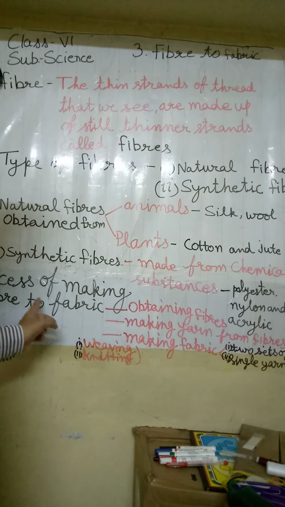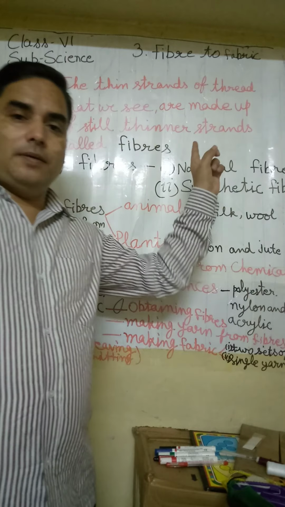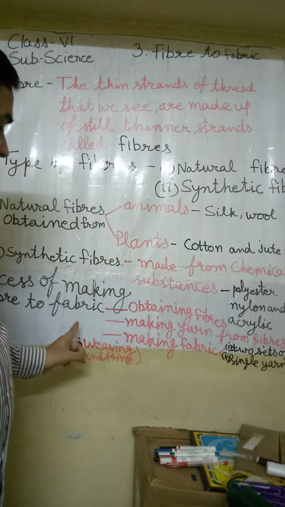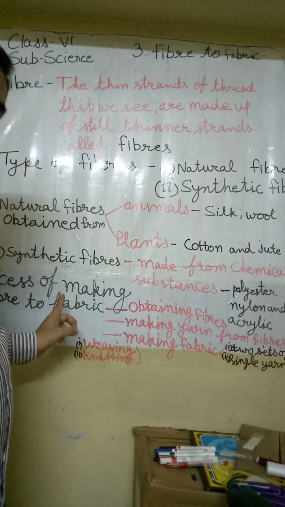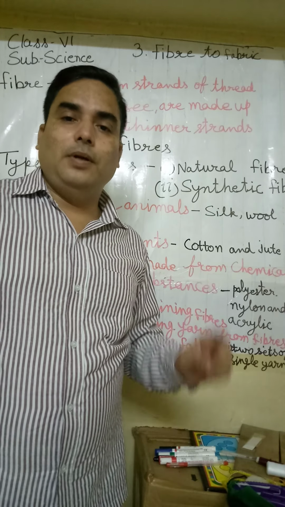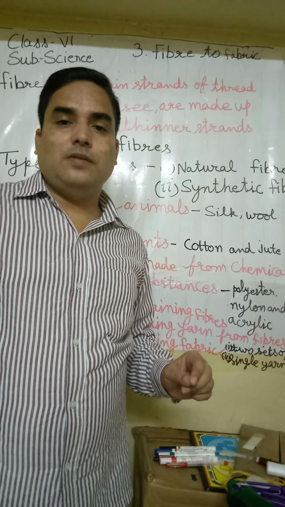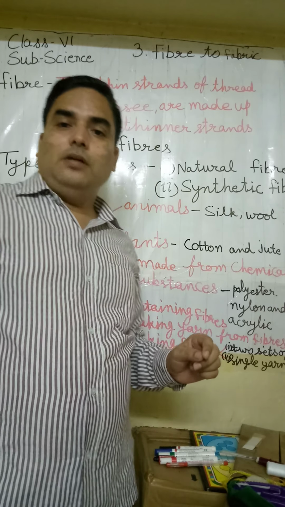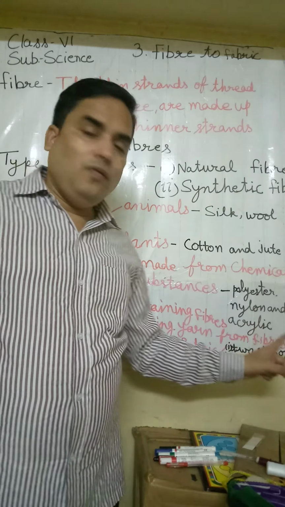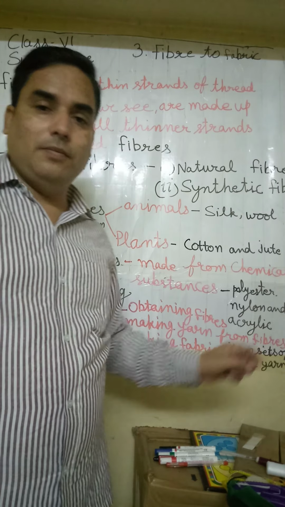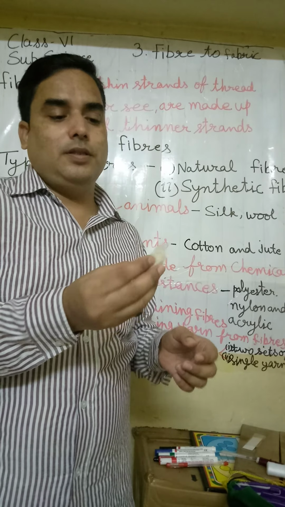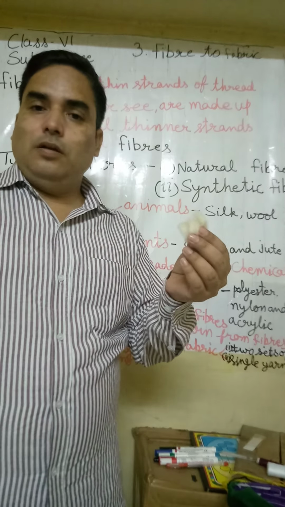Students, according to this chapter, Fiber to Fabric, we are learning how to make a fabric, or the process of making fiber into fabric. So first we obtain the fiber from plants or animals. Then afterwards we make yarn from the fibers. So first we obtain the fibers from the plant. These are the cotton balls we get from the cotton plant.